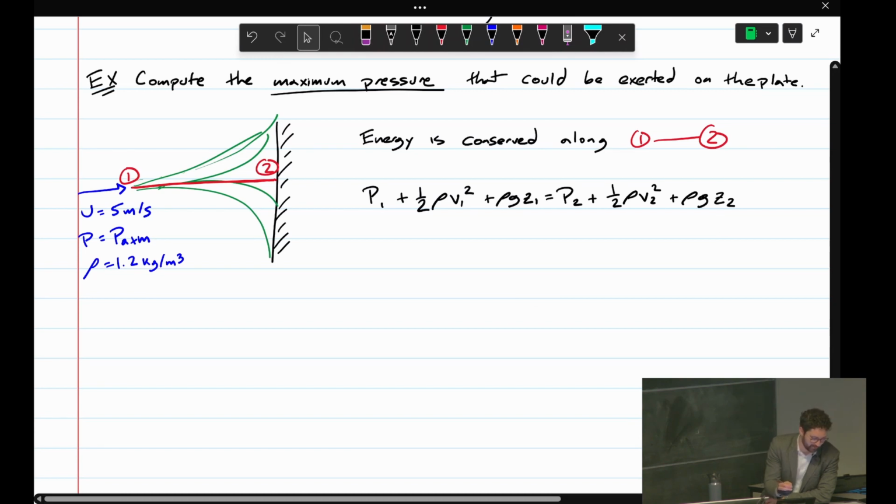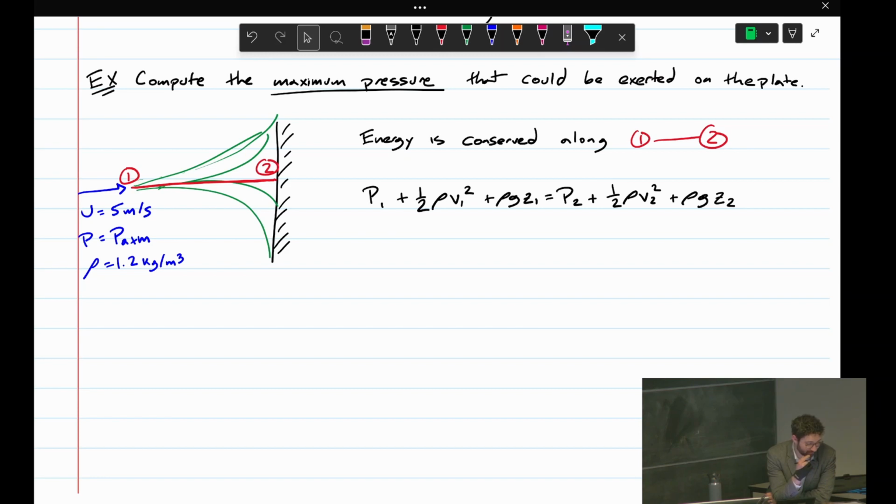So here's how we solve this problem. Okay, let me just get your attention again. So I'm just going to explain how we solve this problem. Okay, so let's say Z1 equals Z2. So we say they're at the same height. I'm going to solve this in gauge pressure units. So I'm going to say P1 equals 0 in gauge pressure. I'm also going to say V2 equals 0.